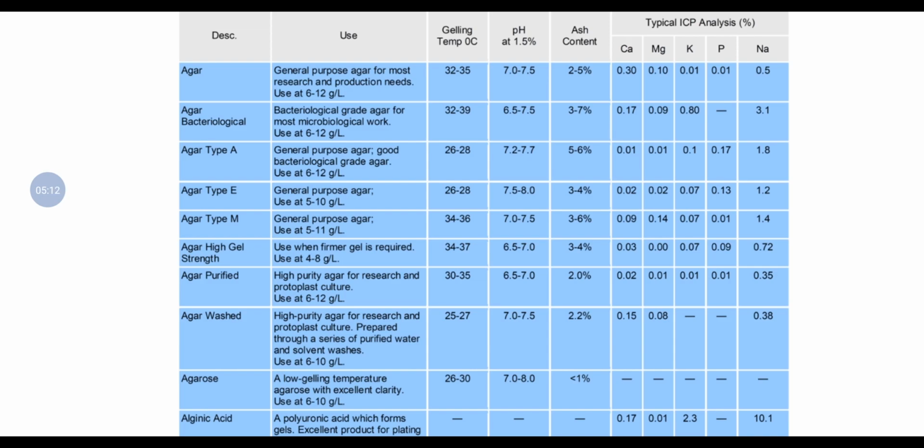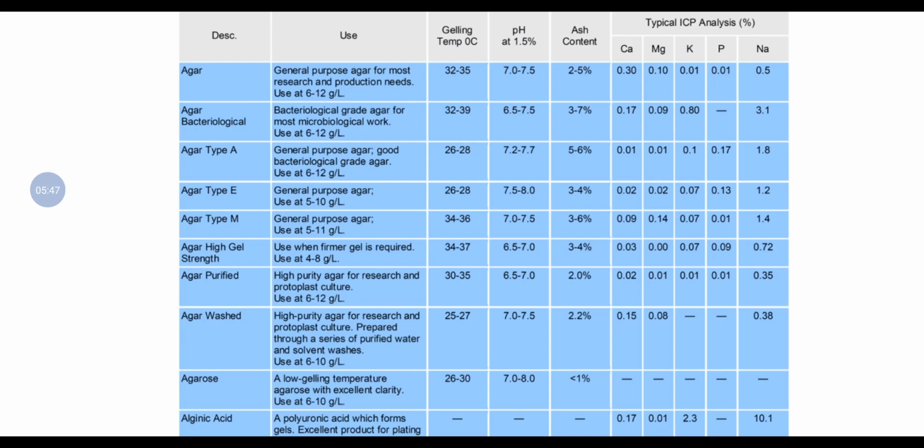Agar bacteriological grade for most microbiological work is used at 6 to 12 grams per liter concentration. Here the gelling temperature required is 32 to 39 degrees and pH is 6.5 to 7.5. Ash content 3 to 7%, and here the calcium content is 0.17%, magnesium 0.09, potassium 0.80, no phosphorus, and 3.1 sodium content.